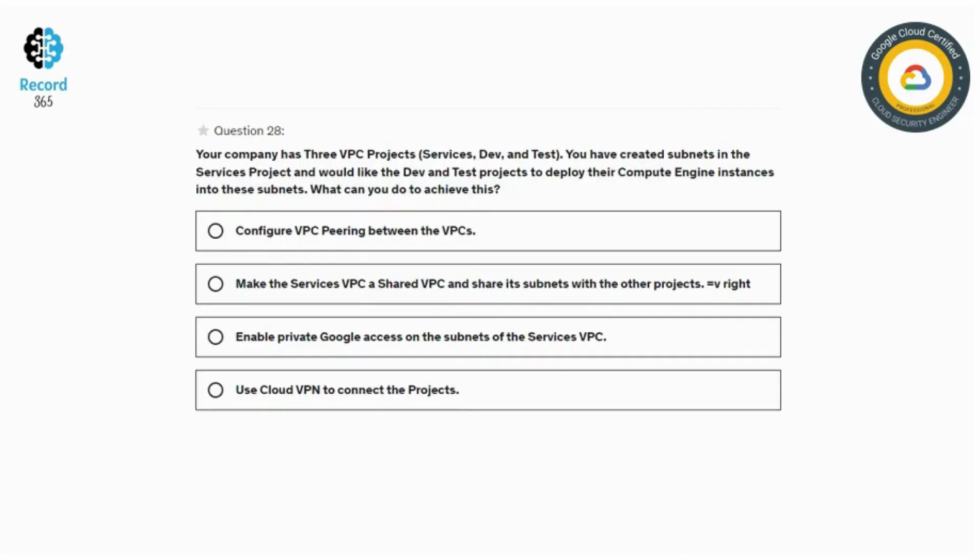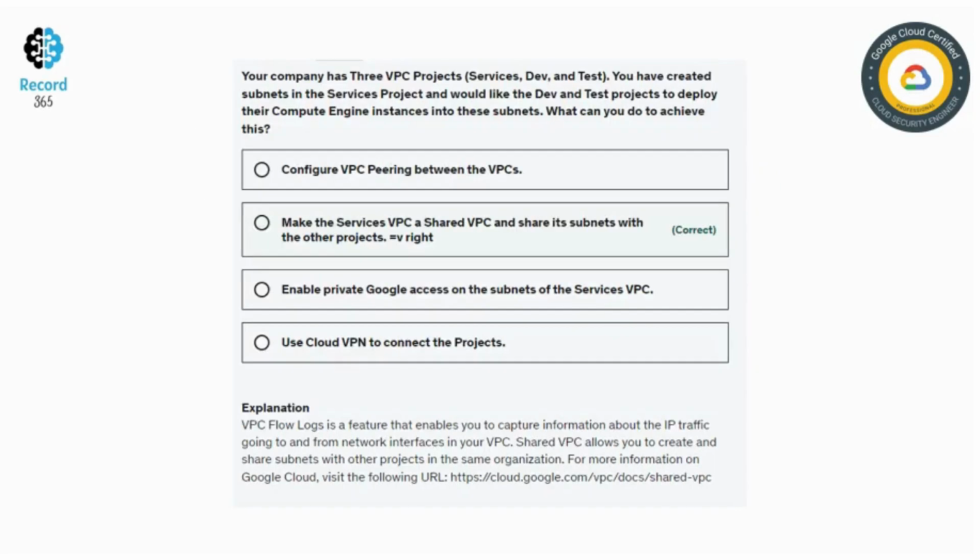The next question is: your company has three VPC projects: the service, dev, and test. You have created the subnets in the service project, and you would like the dev and test projects to deploy their Compute Engine instances into these subnets. What can you do to achieve this? Make the service VPC a shared VPC and share its subnets with the other projects.